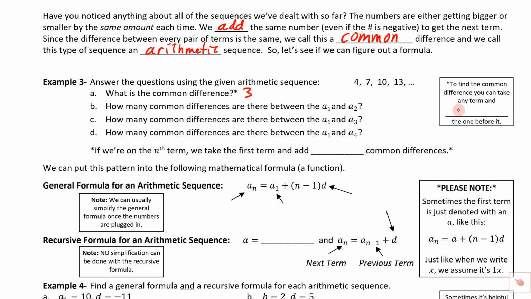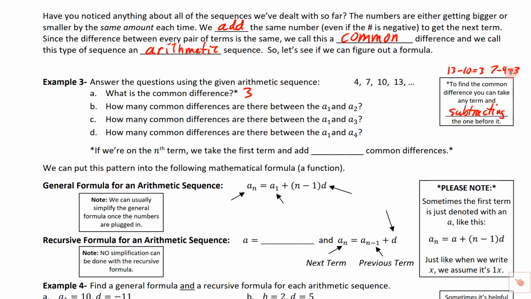And then off to the side over here, it says you can find the common difference by taking any term and then subtracting the one before it. So I can take any term, let's take 13, and then subtract the one before it. That would end up being 3. I could take any term, let's say I take 7, and subtract the one before it. I end up with 3. So 3 is the common difference.